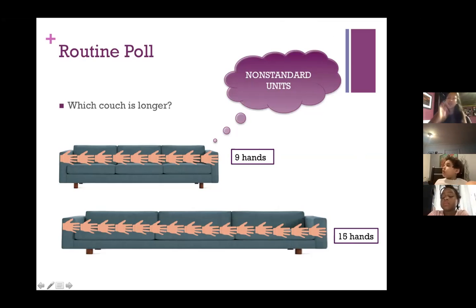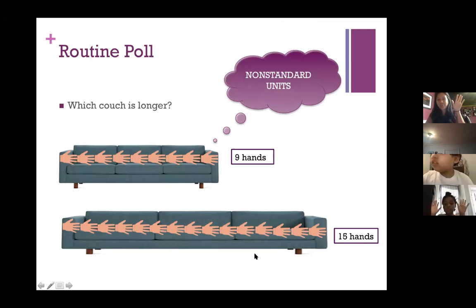But the problem here is, scholars, let me see your hands. I want to see your hands in your screen. Let me see hands. I see Jesse's hands, Rashad's hand, Anthony, Jonay, Skylar, great work. Ryan, I want to see your hand up. I want to see everyone's hands because these couches were measured with my hands.